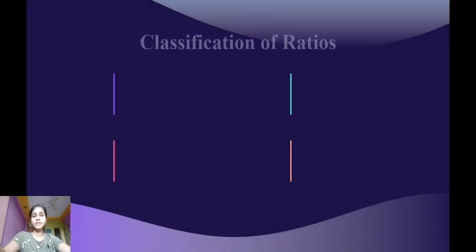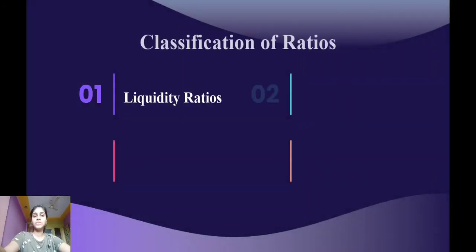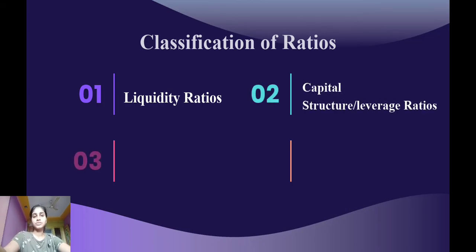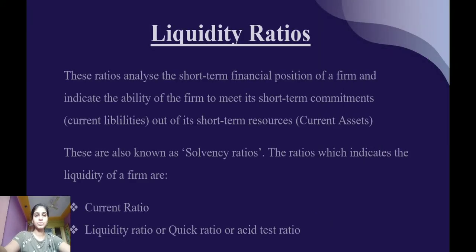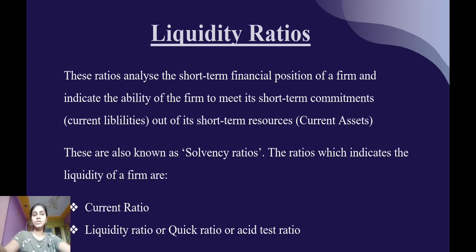So let us see the different types of ratio which are used: liquidity ratio, capital structure, profitability ratio, and activity ratios. So let us see the liquidity ratio. This ratio analyzes the short-term financial position of the firm and indicates the ability of the firm to meet its short-term commitments. These are also known as solvency ratio, the ratio which indicates the liquidity of the firm, that is current ratio, and liquidity ratio is also known as quick ratio and acid test ratio.